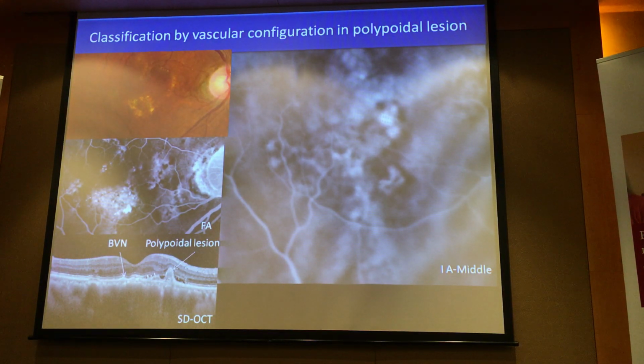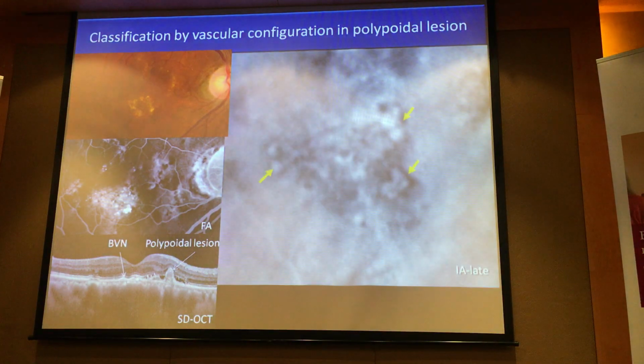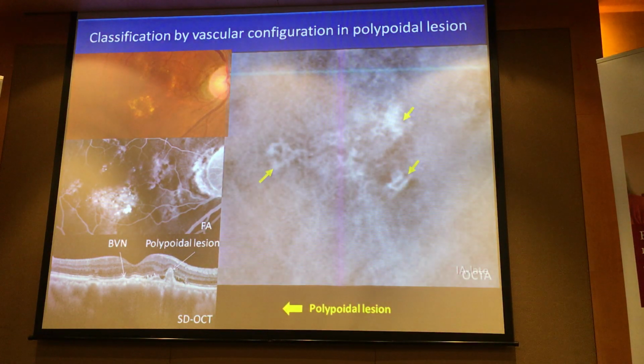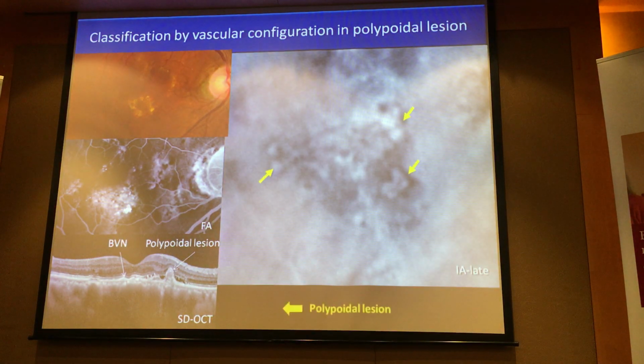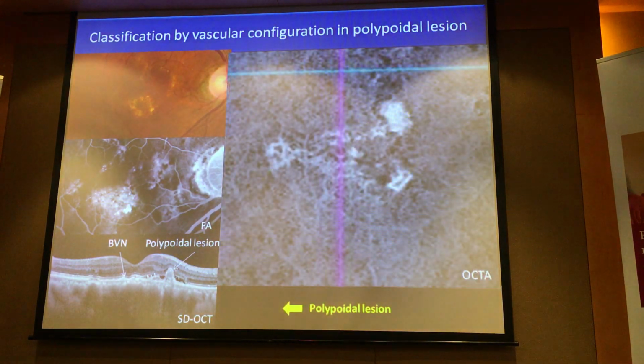This is a very typical PCV case. You can see here the peripheral region in the middle phase of ICG angiography. This is the red phase. Again, we have a peripheral region.